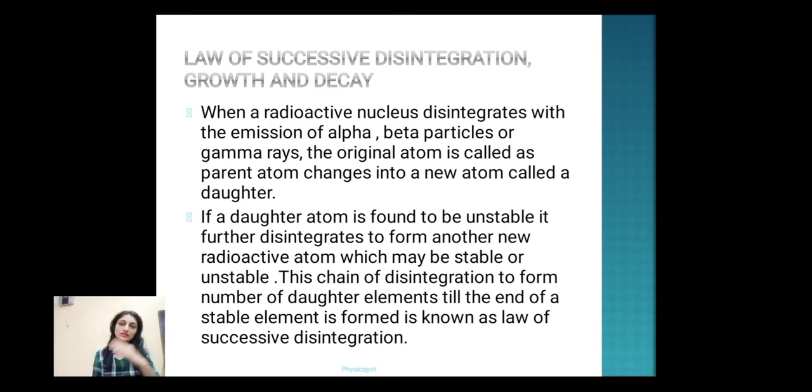Again, the new atom which has formed will also undergo disintegration by either alpha, beta or gamma emission, and again another daughter element will be formed. So this chain of disintegration will continue until you get a stable element. This chain of disintegration to form a number of daughter elements, till in the end you get a stable element, is called the law of successive disintegration.